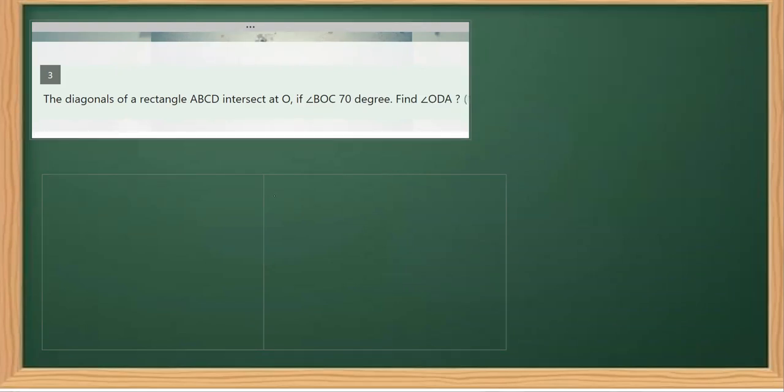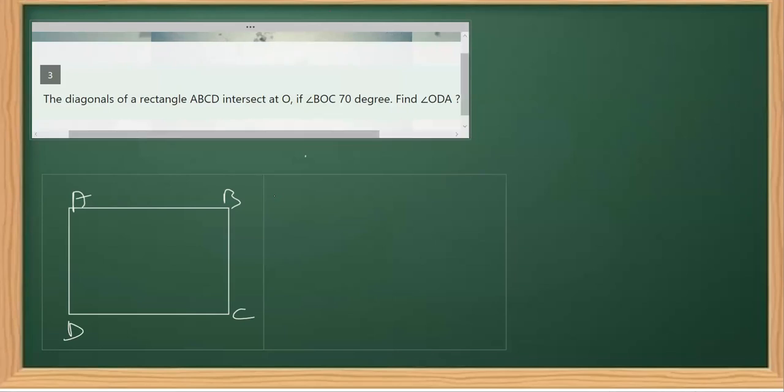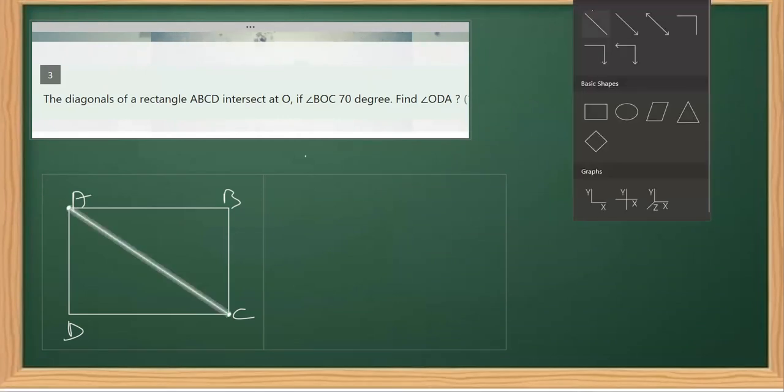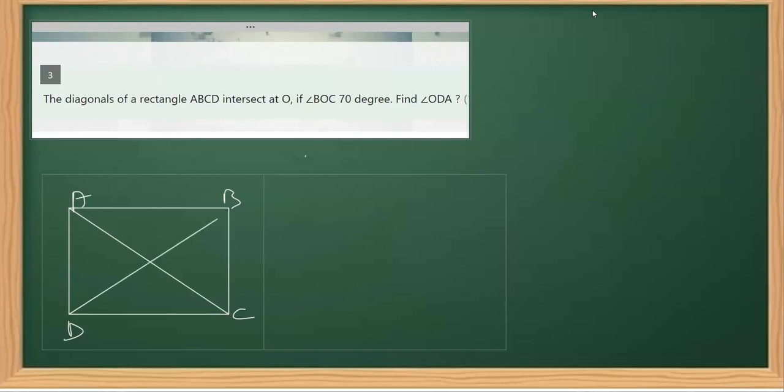Say I made a rectangle, and naming it as ABCD. Now, further it says that their diagonals intersect at O. So let's join their diagonals. Say I've joined AC and joining BD, marking the point of intersection. So this is the point of intersection. I marked it as O.